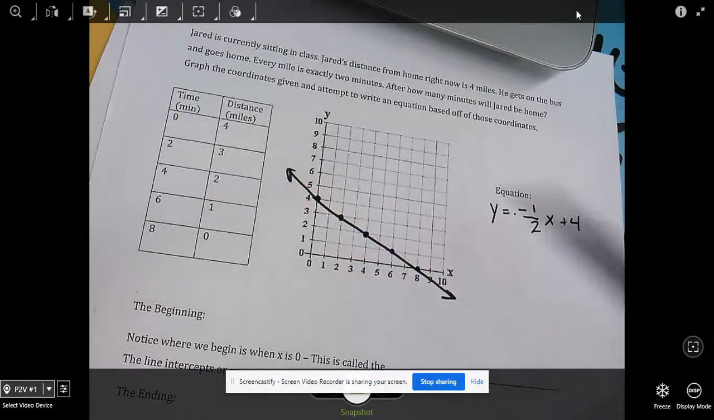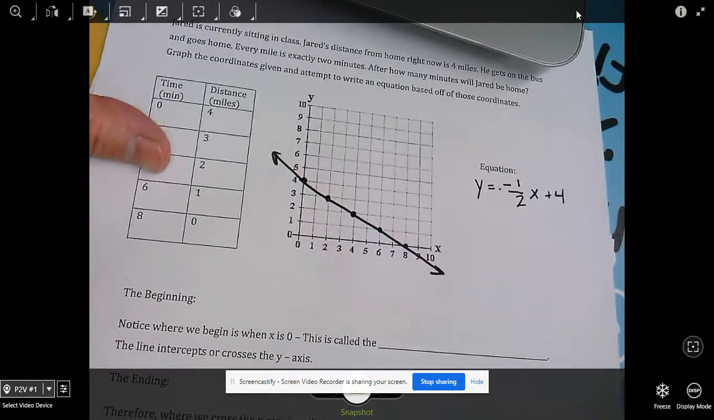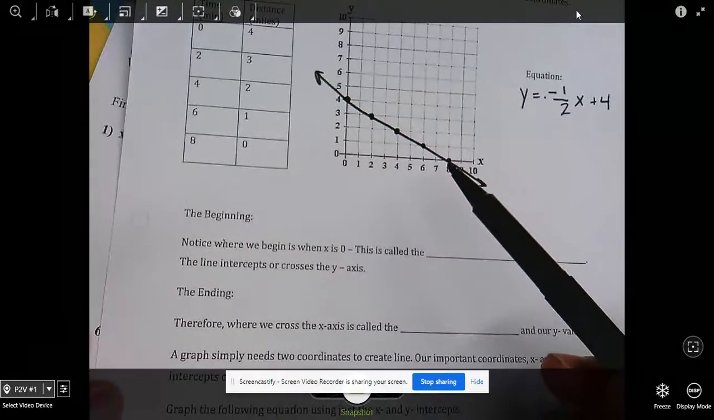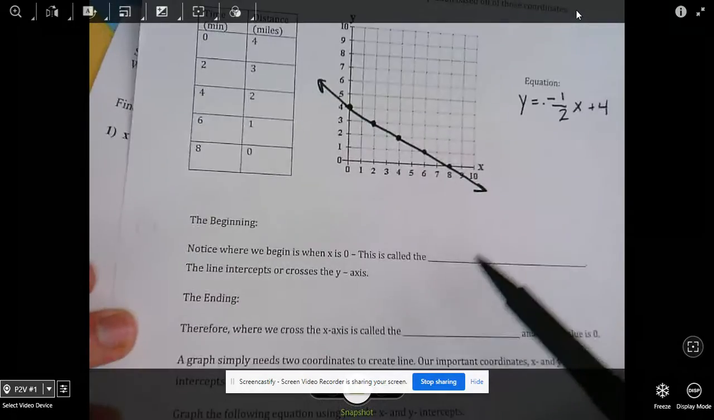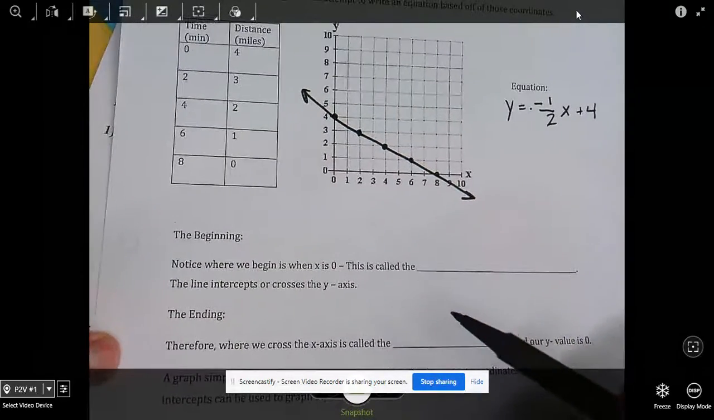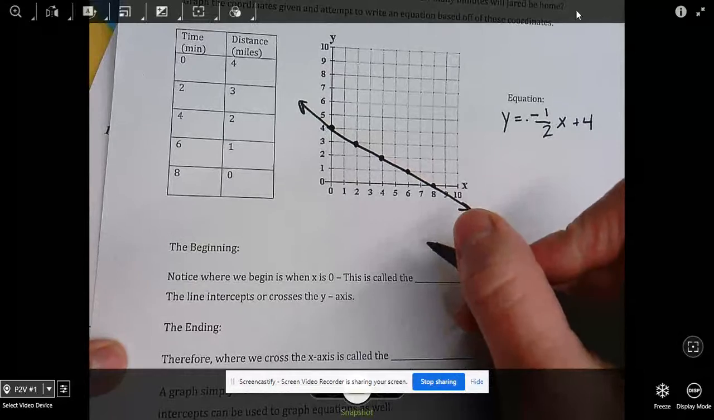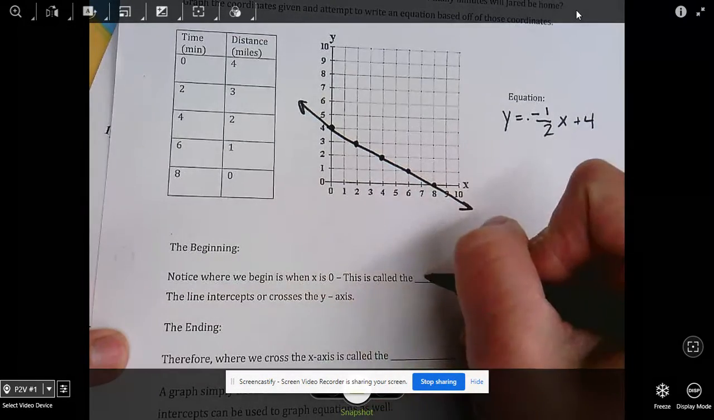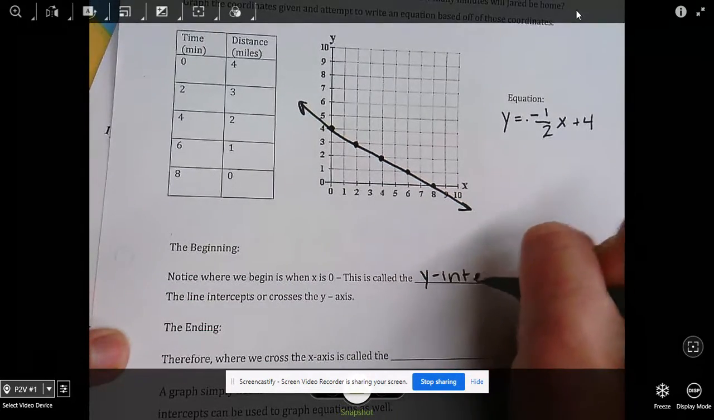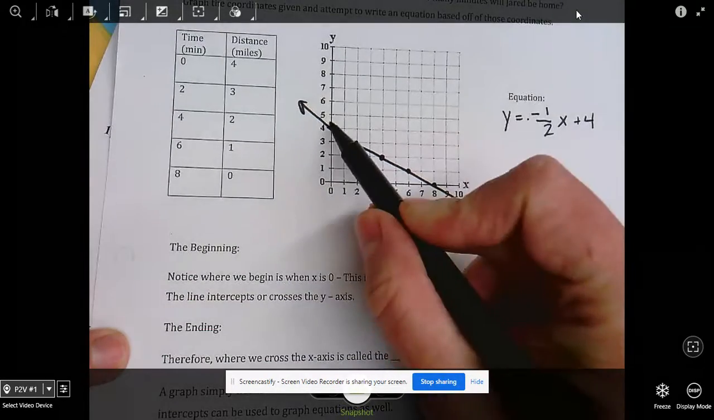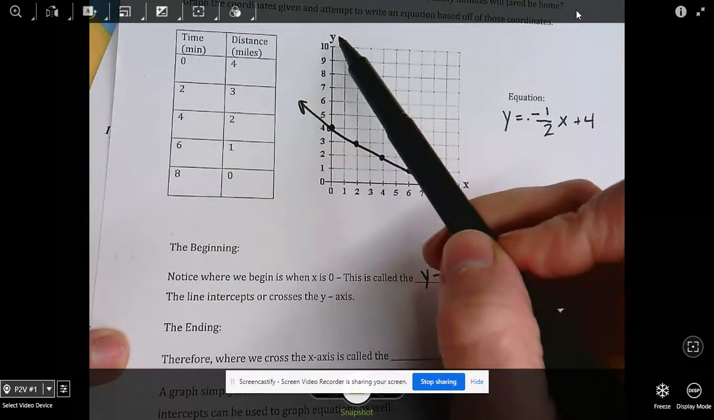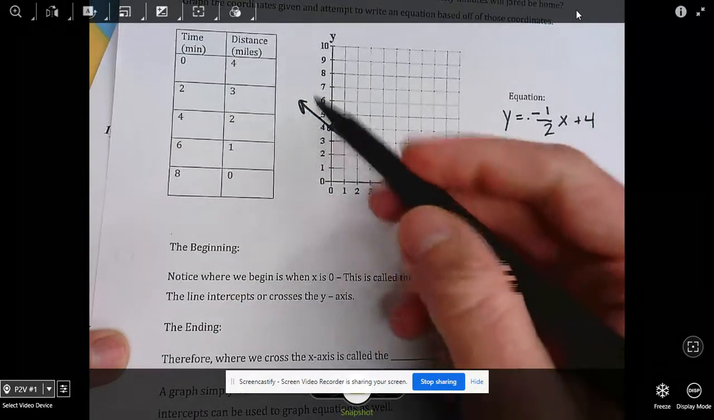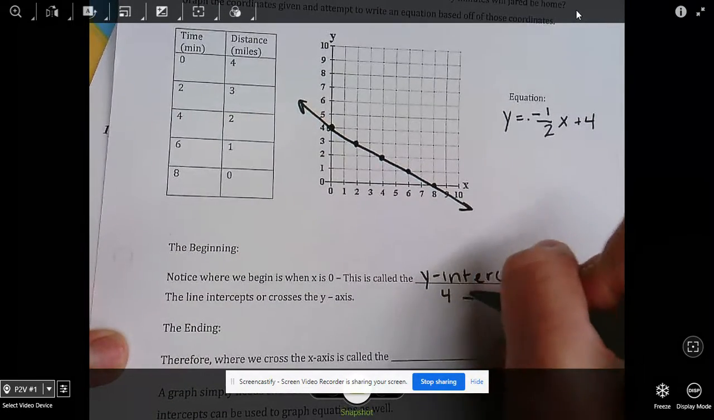All you do is graph the coordinates. Notice where we begin, x is 0. This is called the y-intercept, because x is 0, and we intercept the y-axis. The line crosses or intercepts the y-axis. So if your 4 is your y-intercept, it's the same thing as writing 0, 4.